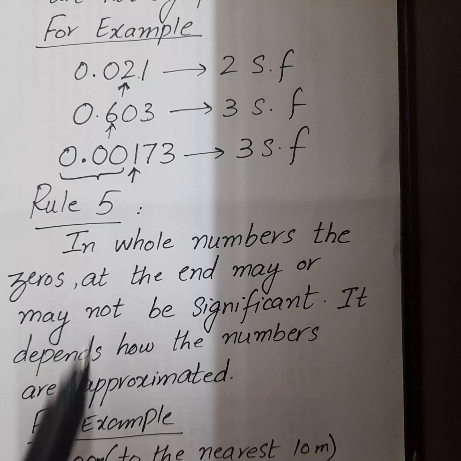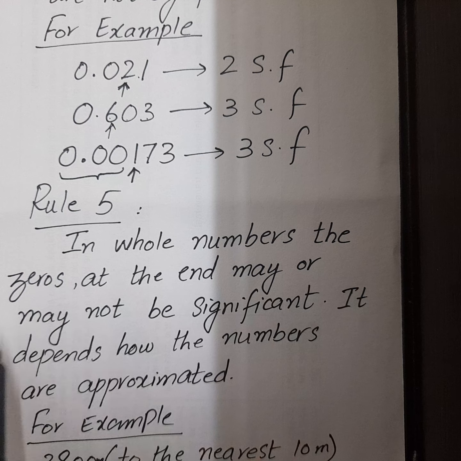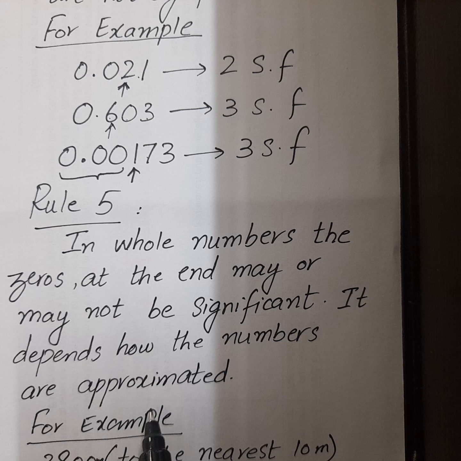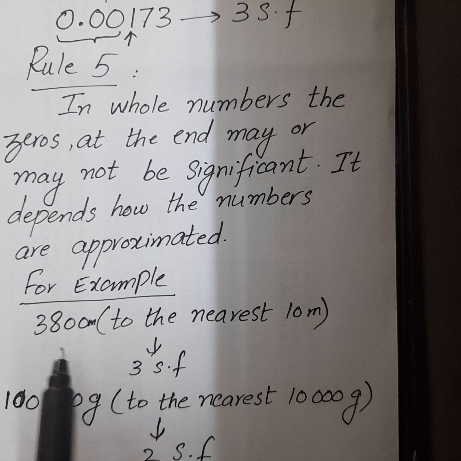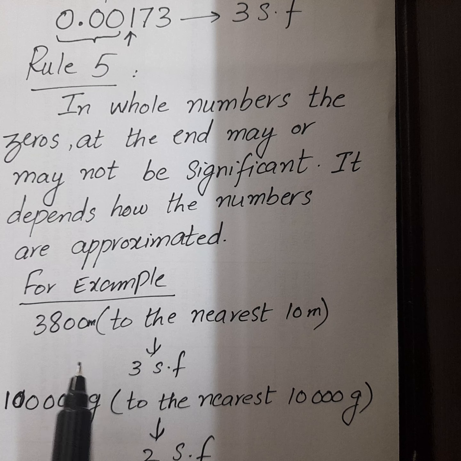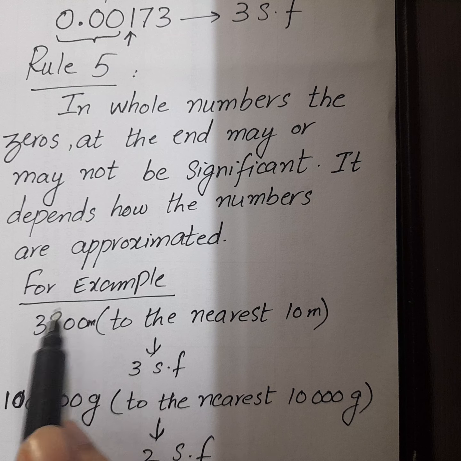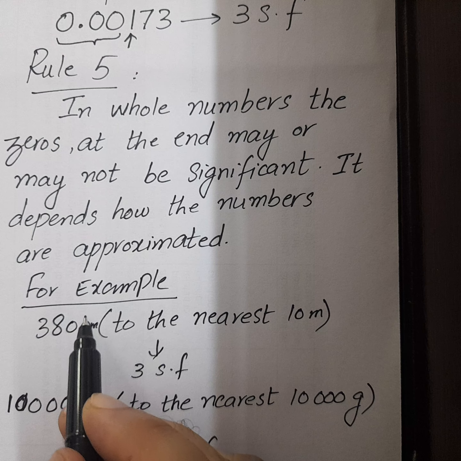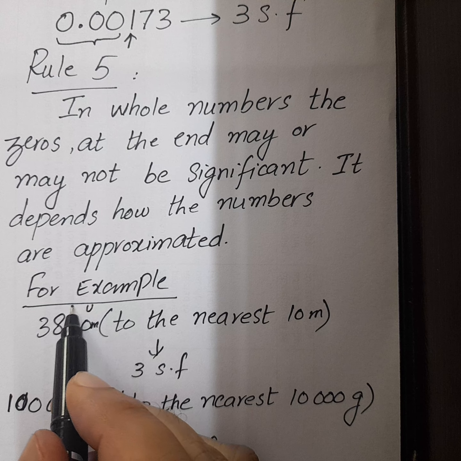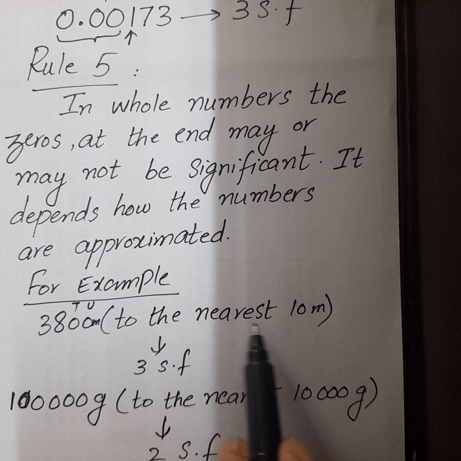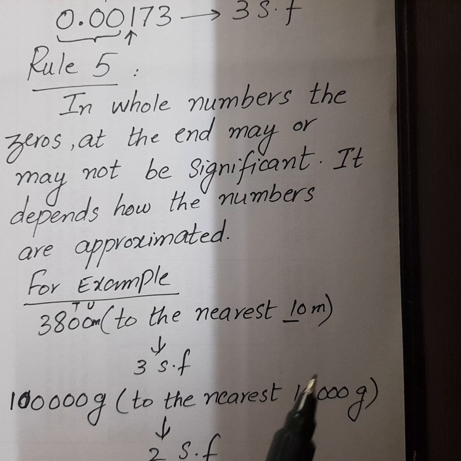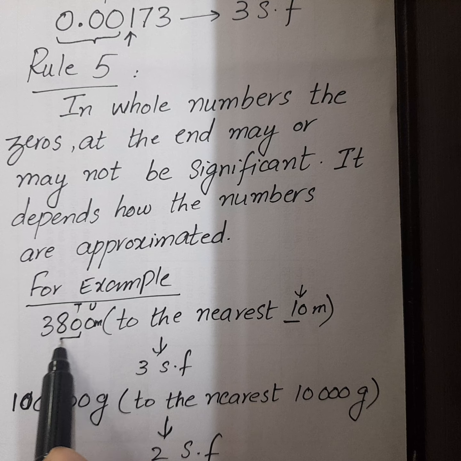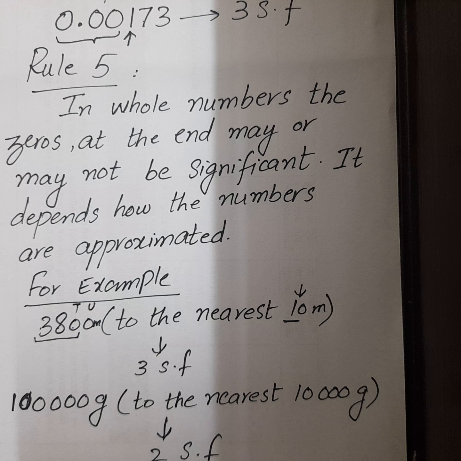Now rule number 5. In whole numbers, the zeros at the end may or may not be significant. It depends how the numbers are approximated. For example, we have this number 3800 meters. We have to find the number of significant figures to the nearest 10 meter. We know that this is the unit place, this is the tens place, so you have to round it off to the nearest 10 meter. Then you have to tell the number of significant figures. So go to the tens place because it is mentioned in the question, and now count the significant figures. So there are 1 2 and 3 significant figures.